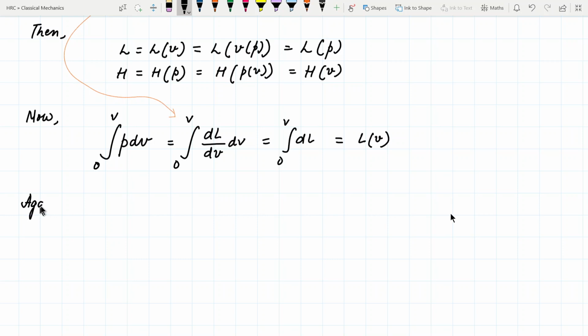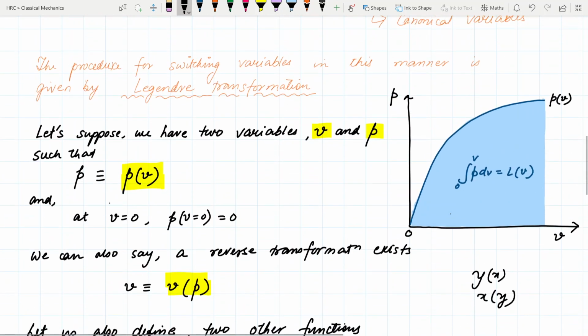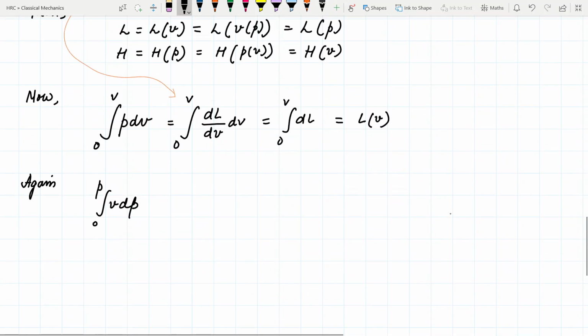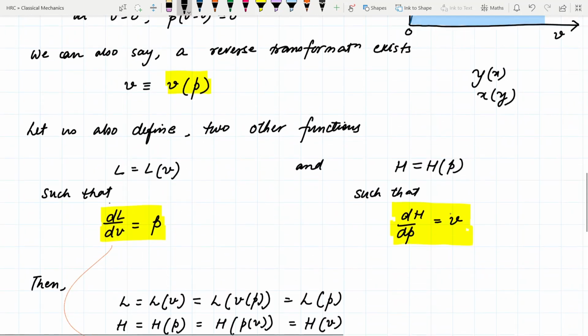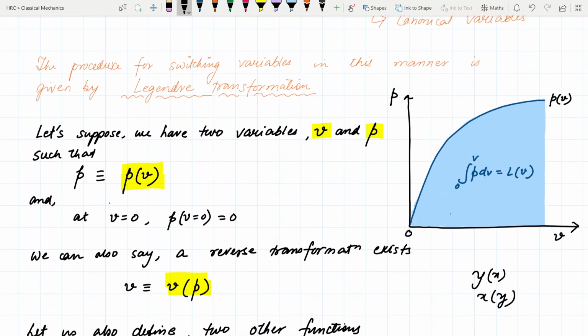Again, let me look at another integration. If I say v dp from 0 to p, what would that signify here? Sir, this also would be the area under the curve, but the area on the side of the p axis. Exactly, very good. So v dp simply represents the area under the curve where p is represented by the x-axis. So this is the area, basically.